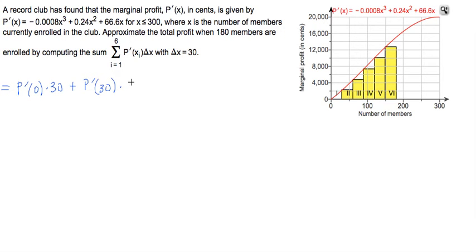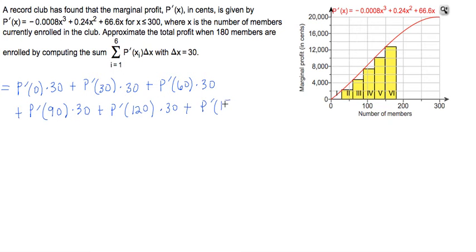Also a width of 30, plus the next rectangle has a height of P prime of 60 times a width of 30, plus the fourth rectangle has a height of P prime of 90 times a width of 30. The fifth rectangle, 90 plus 30 is 120, P prime of 120. And my sixth rectangle has a height of P prime of 150, right?